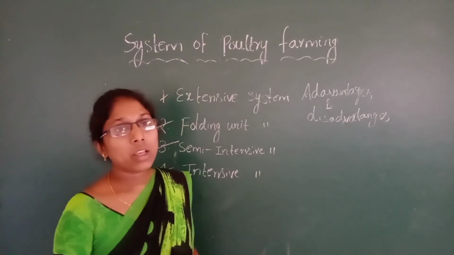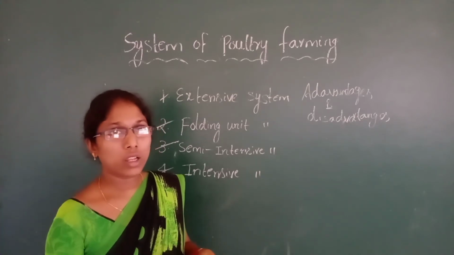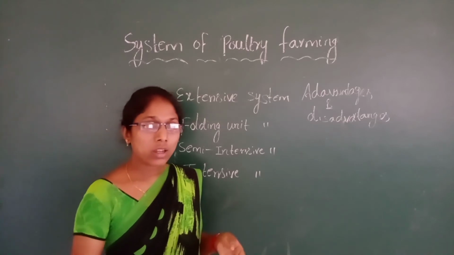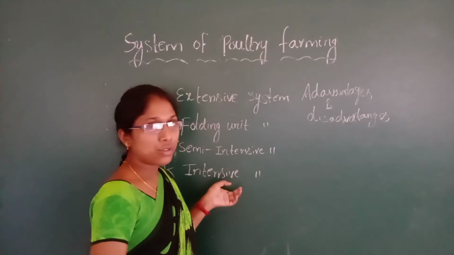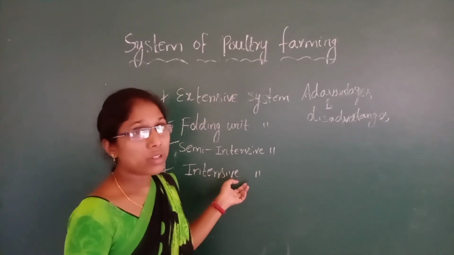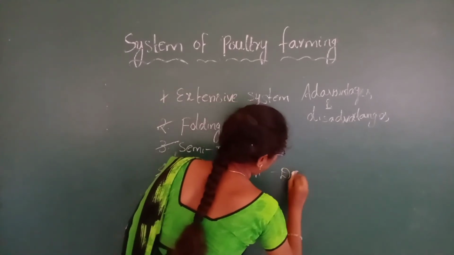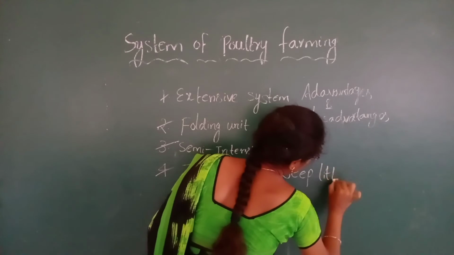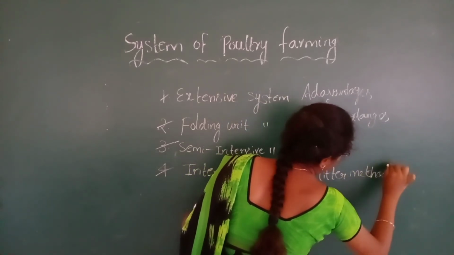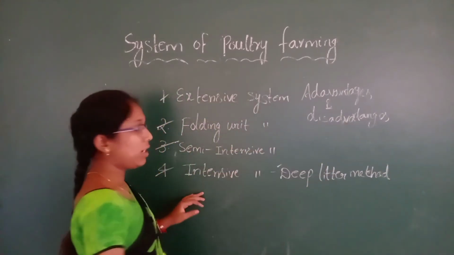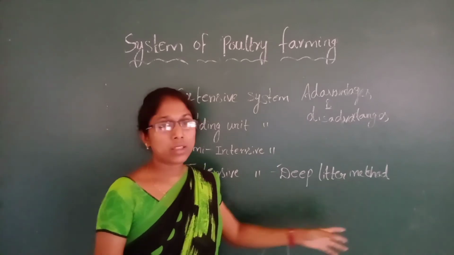Both water and feed are given inside only, and the hens take that feed and roam inside only. So that is the intensive system. In this type of intensive system, we have observed the deep litter method. In the Indian system, we observe the deep litter method.